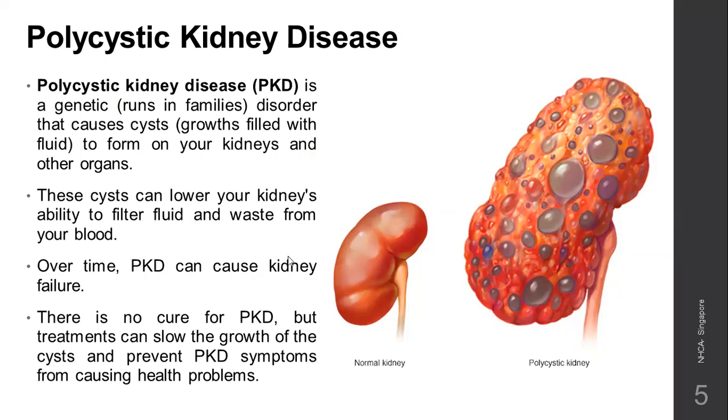So this is how a normal kidney looks, and this is how a polycystic kidney looks. You can see here, many cysts. Each of these cysts, these cavities, is filled with fluid. Okay, so this is polycystic kidney disease, PKD.